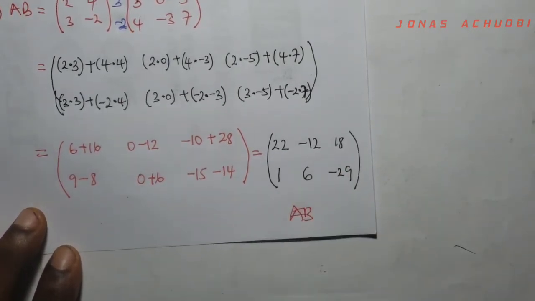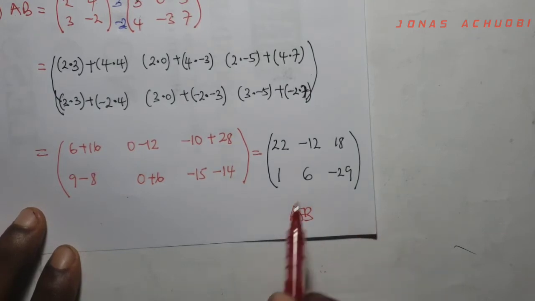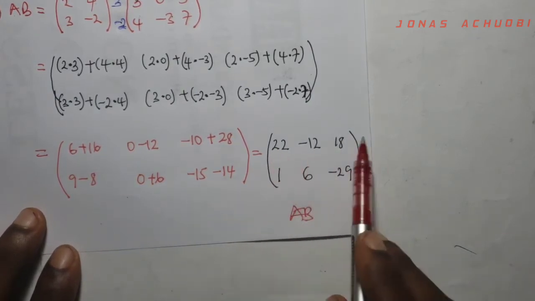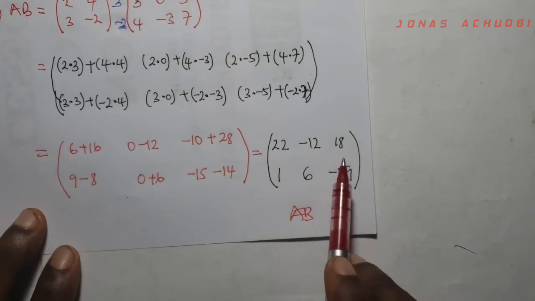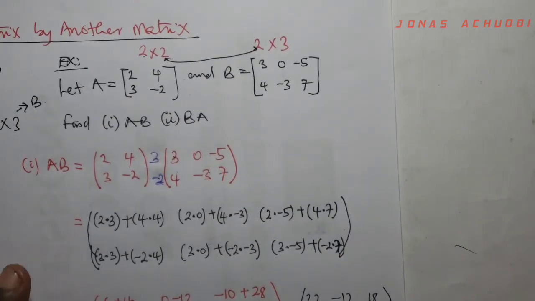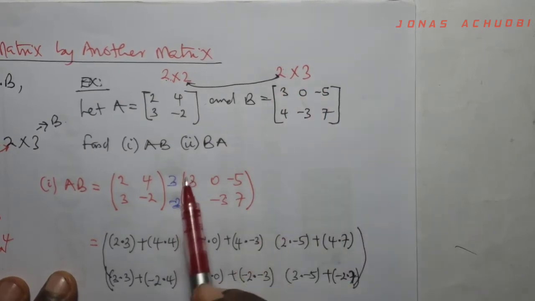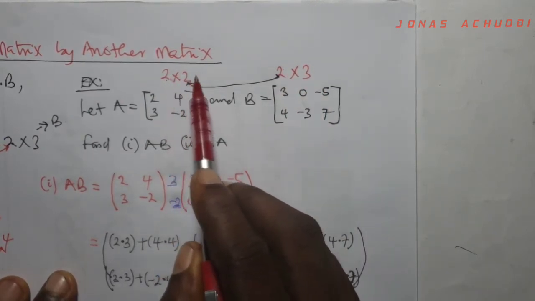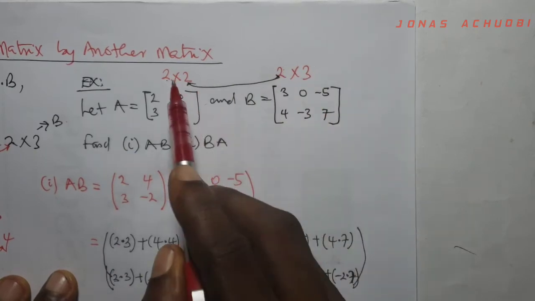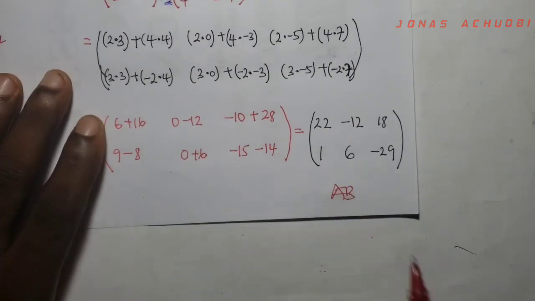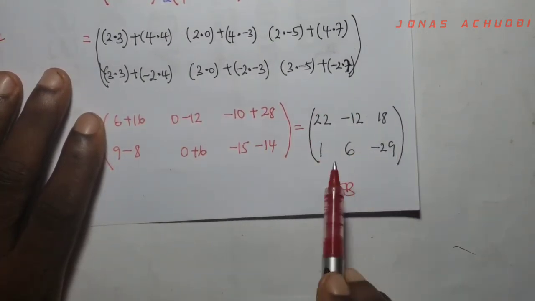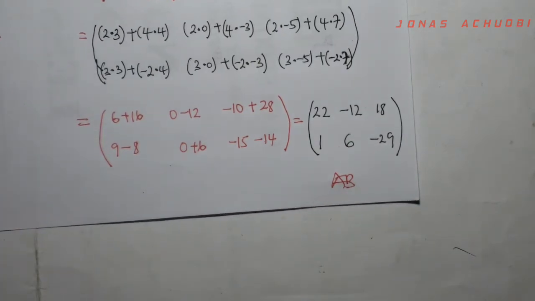A times B. So what do we see? What dimension is this matrix? This is a 2 by 3 matrix. Does it correspond to what we expected? Yes. A was a 2 by 2 matrix. B was a 2 by 3 matrix. And we had expected that if a 2 by 2 matrix is multiplied by a 2 by 3 matrix, we should get a 2 by 3 matrix. So AB is a 2 by 3 matrix.